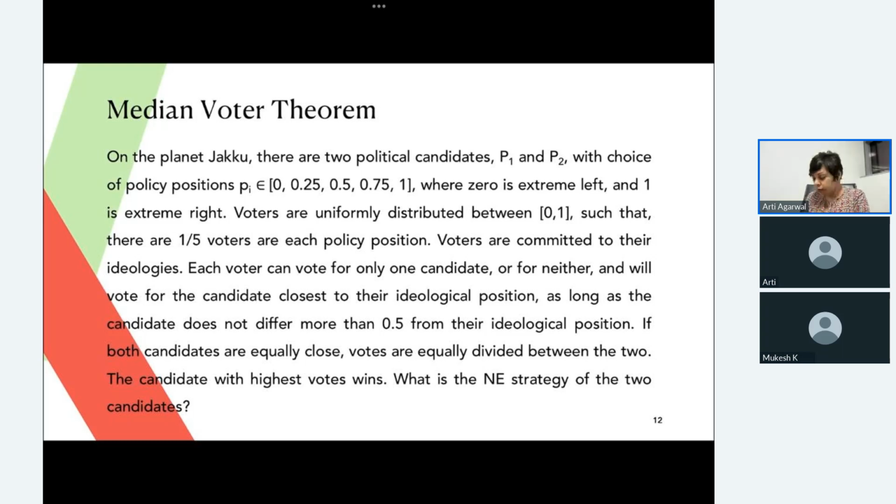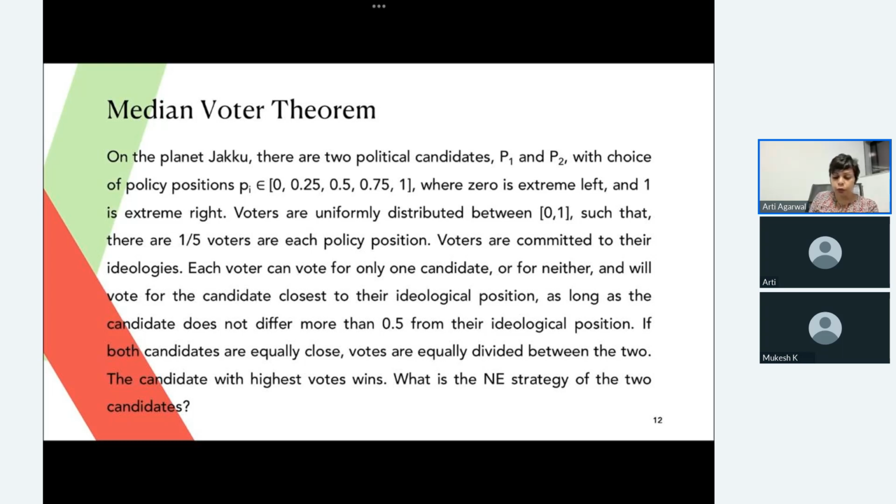So on this particular planet, Jakku, there are two political candidates, P1 and P2, and they have a choice of policy positions like what's given. So Pi belongs to 0, quarter, half, 3/4, and 1. You can say 0 is the extreme left of Jakku and 1 is the extreme right of Jakku. Whatever their left and right policies are on that particular planet, these are the distributions. That's what we are concerned about.